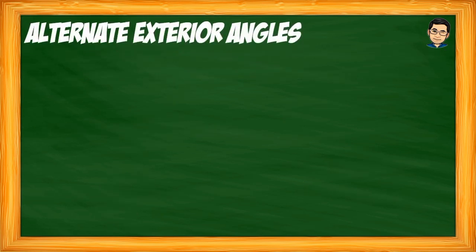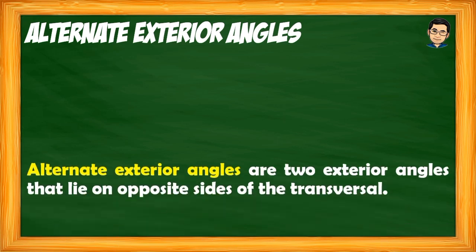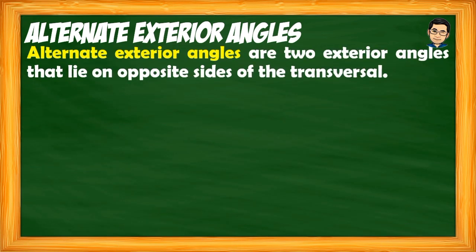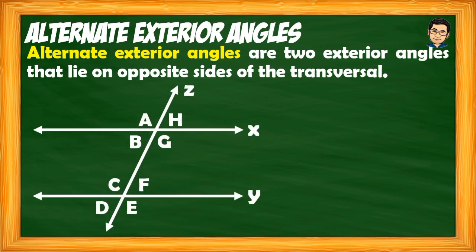And then, alternate exterior angles naman. Alternate exterior angles are two exterior angles that lie on opposite sides of the transversal. So again, let us identify the exterior angles. So A, H, D, and E. So yung alternate exterior angles, isa po sa taas, nasa kabila, sa left, and then yung isa naman nasa baba.